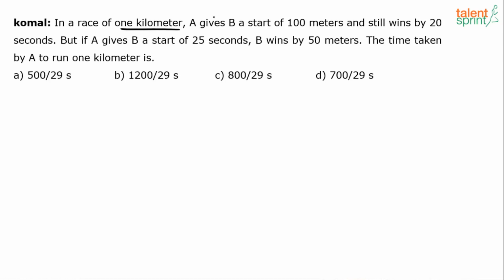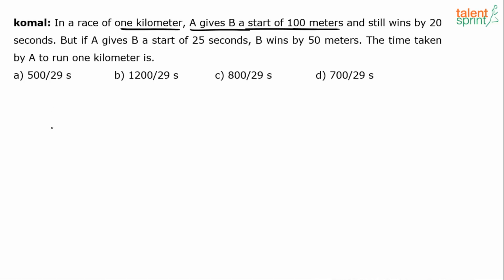Now here he has given two different cases. In one case, A gives B a start of 100 meters. What does it mean by the statement A gives B a start of 100 meters? It means while A will start from the starting point, B will start 100 meters ahead of A, which means B has an advantage. A gives B a start of 100 meters and still wins by 20 seconds. So although A ran 100 meters more than B, he will still win by 20 seconds.